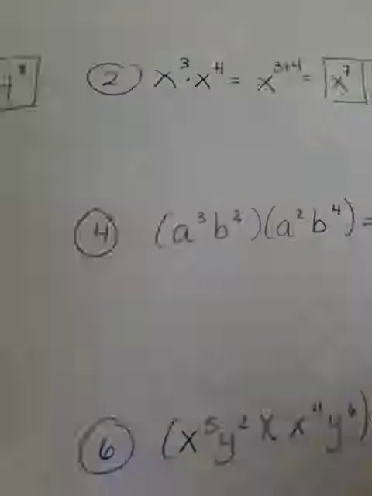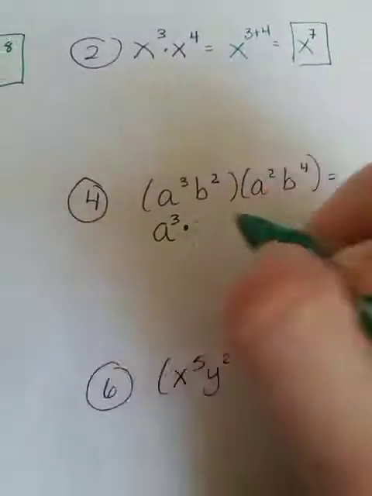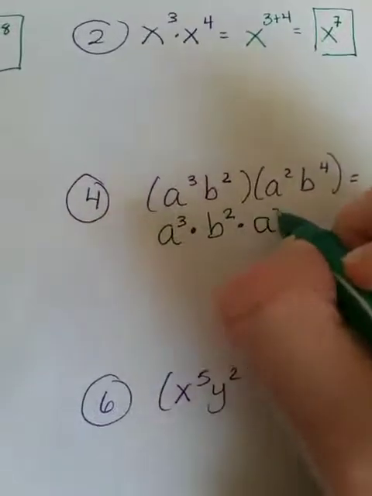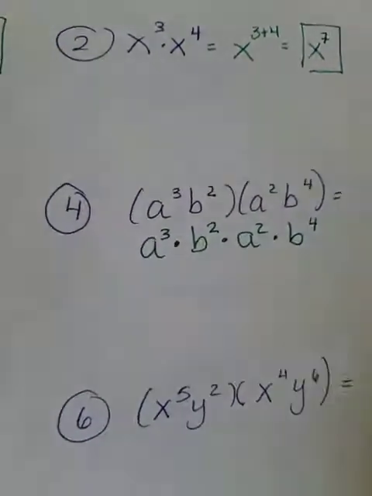Let's do another one similar. So again, if it helps you to rewrite this out without the parentheses, you can do it. This is saying a cubed times b squared times a squared times b to the 4th. So you take your like bases.